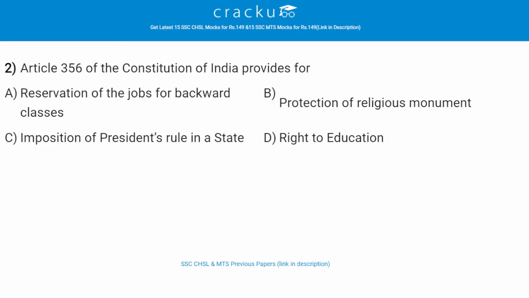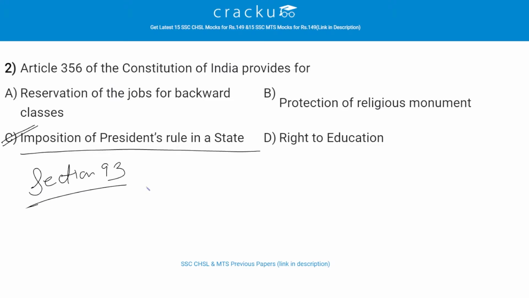Article 356 of the Constitution of India provides for, the correct answer is C, that is imposition of President's rule in a state. Article 356 of the Constitution of India is based on Section 93 of the Government of India Act 1935. So, under Article 356, the President's rule can be imposed on any state of India on the grounds of the failure of the constitutional machinery.